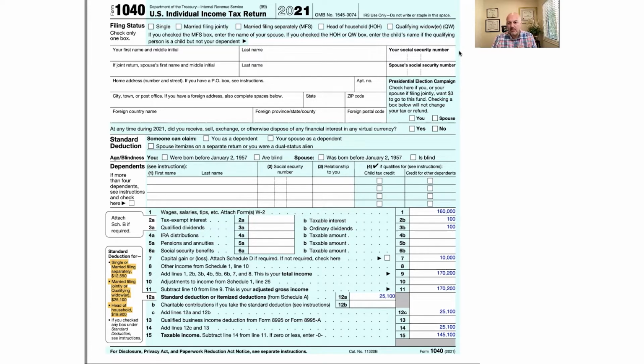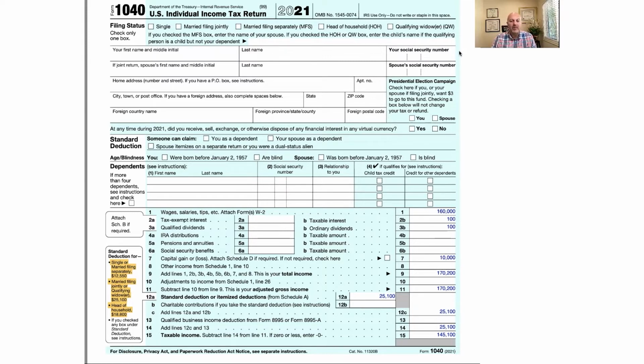So let's see how the numbers actually come into play here. So you have your adjusted gross income on line 11. You subtract out your standard deduction of $25,100, and then it brings you to a taxable income of $145,100. So as I said earlier, the standard deduction or the itemized deduction helps to lower your taxable income, which is ultimately what you pay tax on.